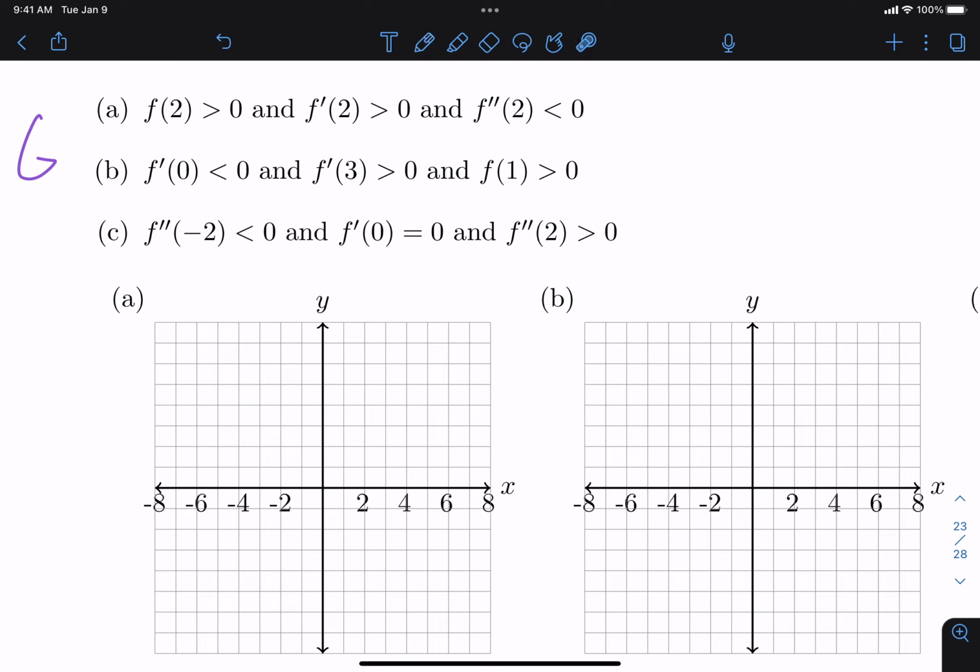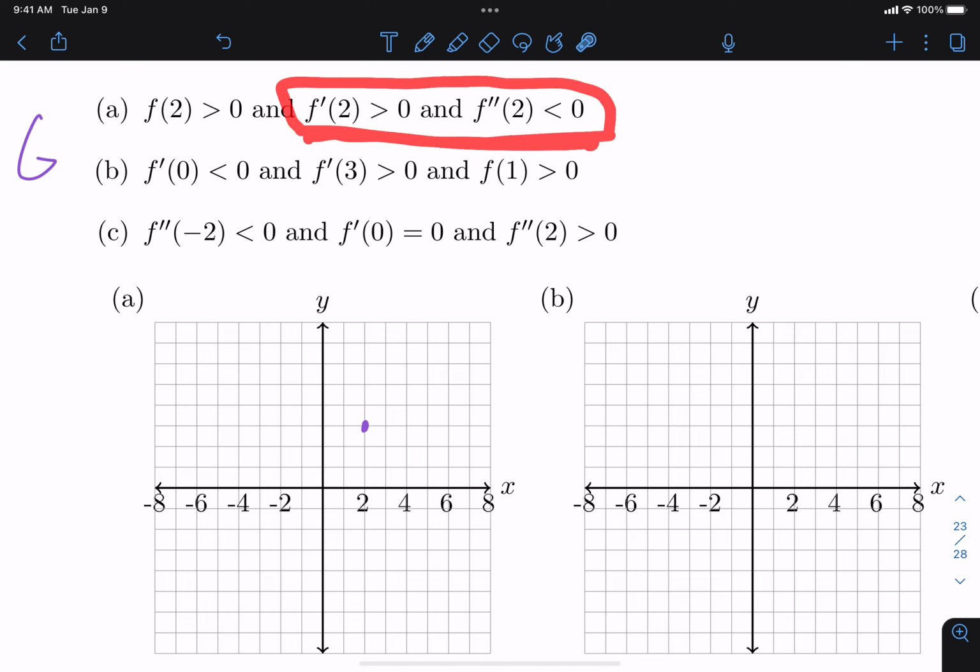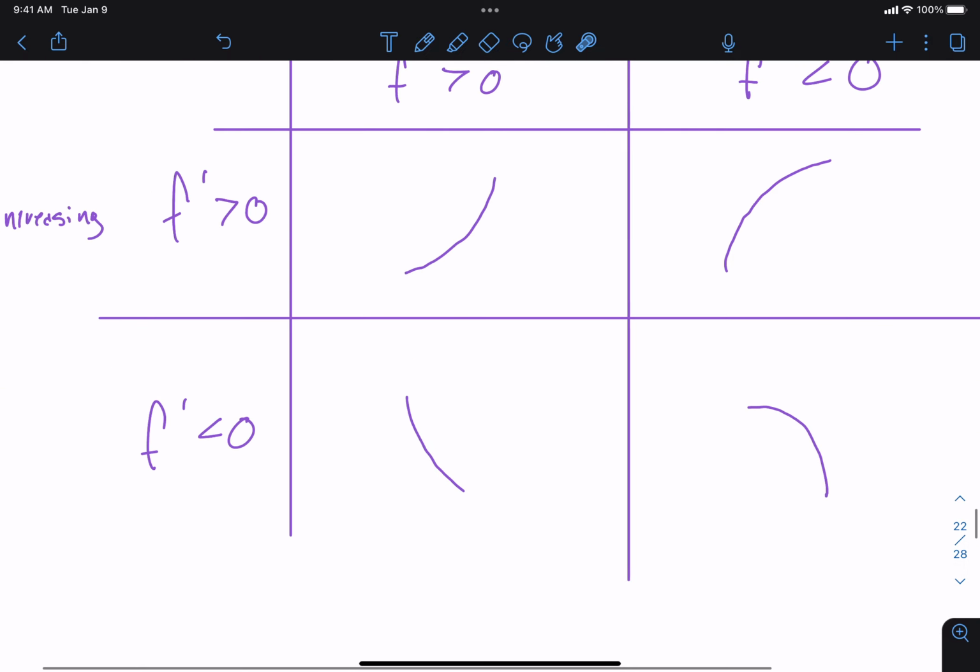So here I notice f of 2 should be larger than 0. So the very first thing we're going to do is put a point on the graph which is above the x-axis. Above the x-axis, that's it. And then the other two things that I need to satisfy are that the graph should be increasing and concave down, which we saw in our table.